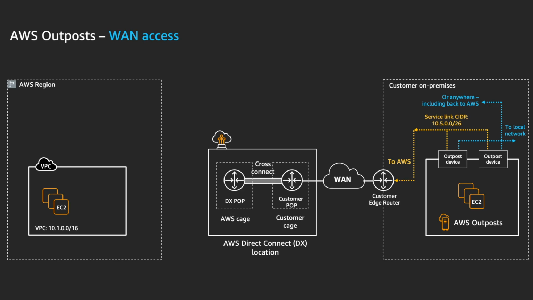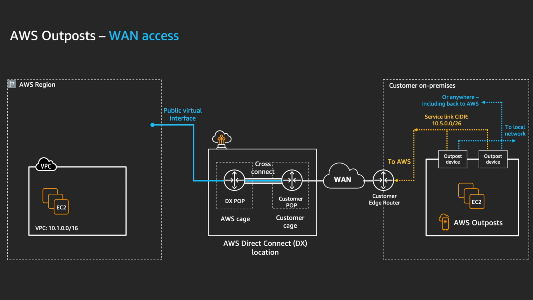Now, with Direct Connect, we're essentially leasing you the port on a Direct Connect POP router, and then you have the ability to segment or carve that physical port up into virtual interfaces, or what you see on your side is essentially VLANs or virtual LANs.